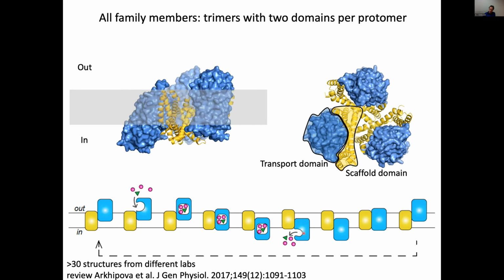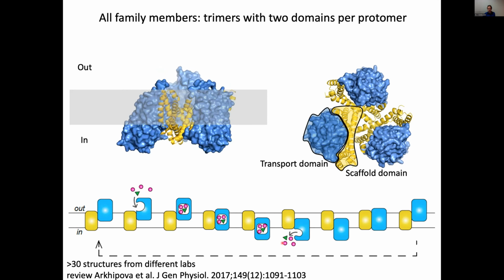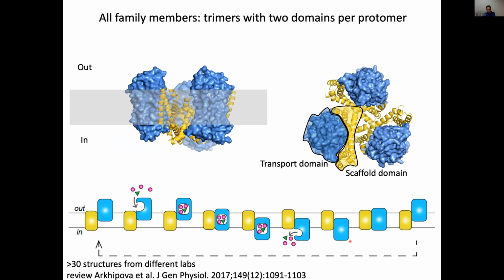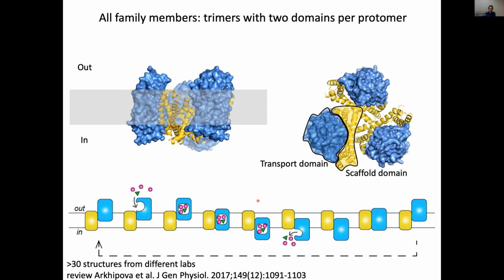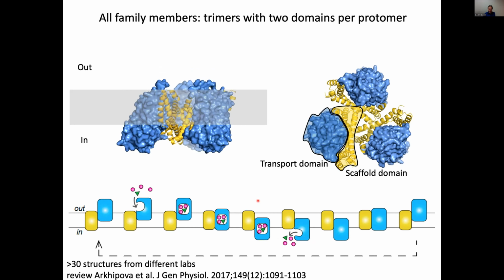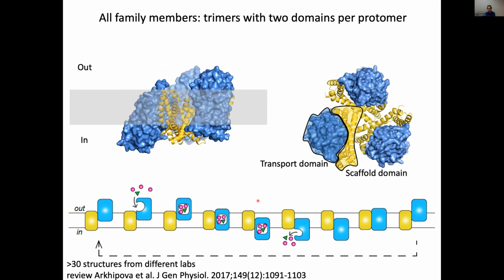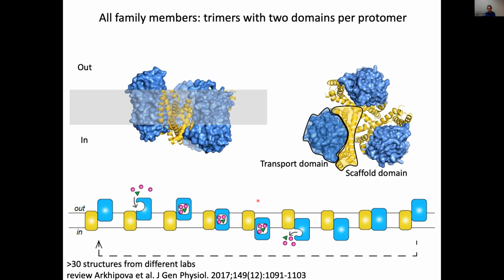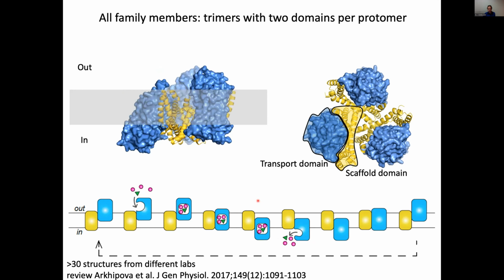On the inside, the same gate can open, and the cargo is released. The gate can close again, and the empty carrier can move upward. Now, this is reasonably well known, not only from structures, but also from all sorts of biophysical and biochemical assays.